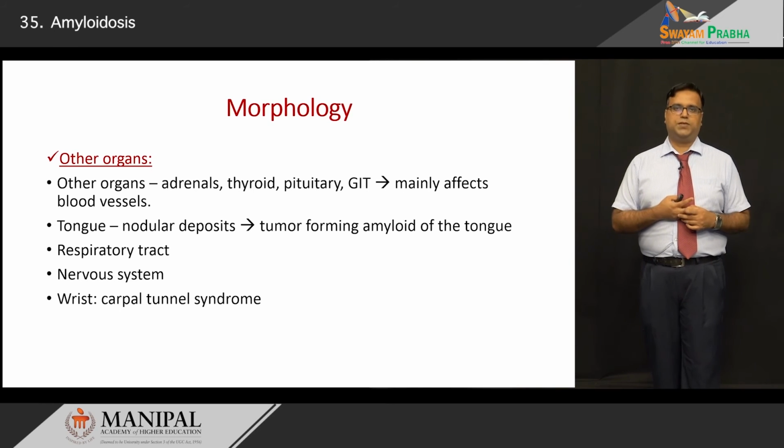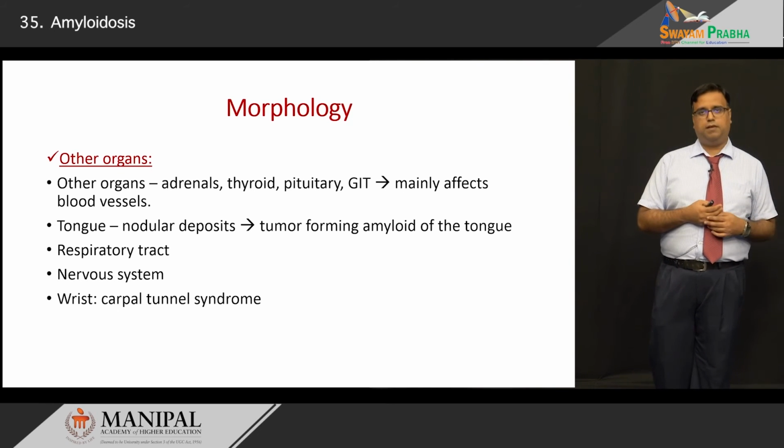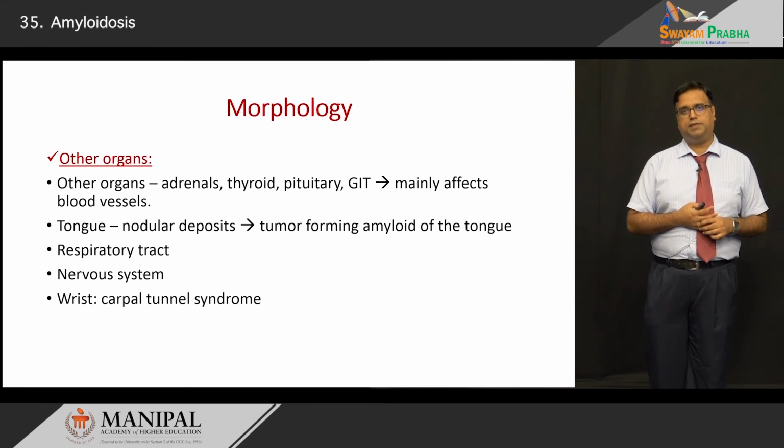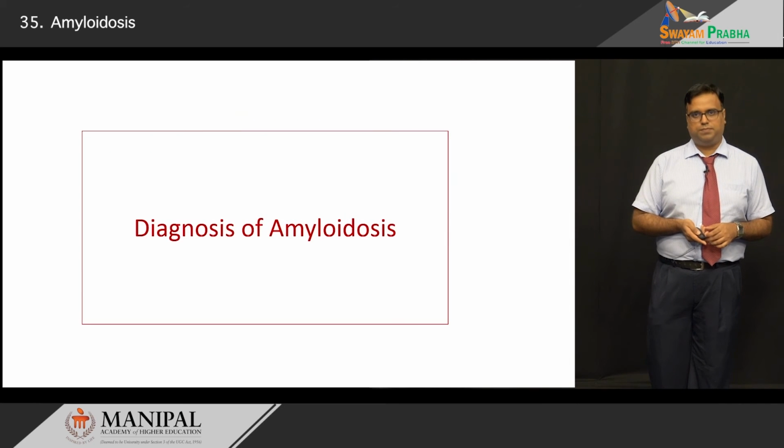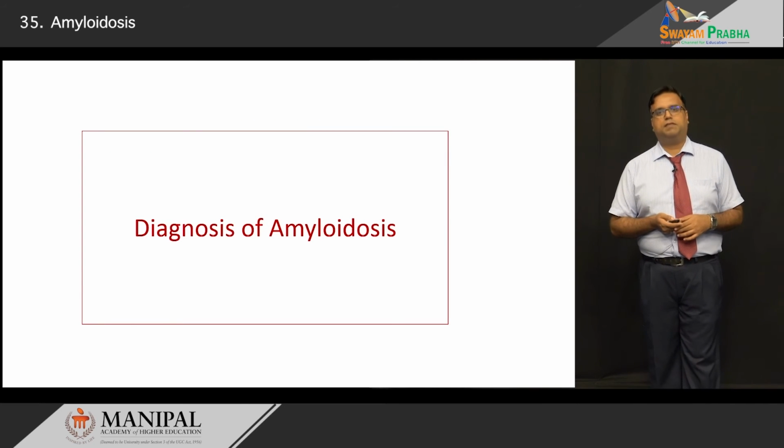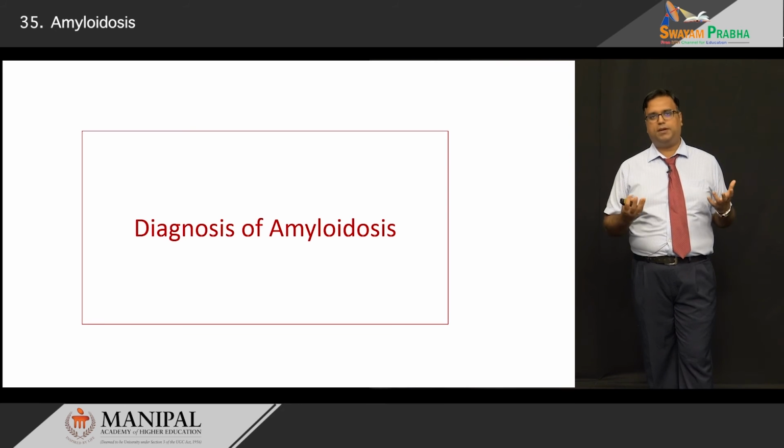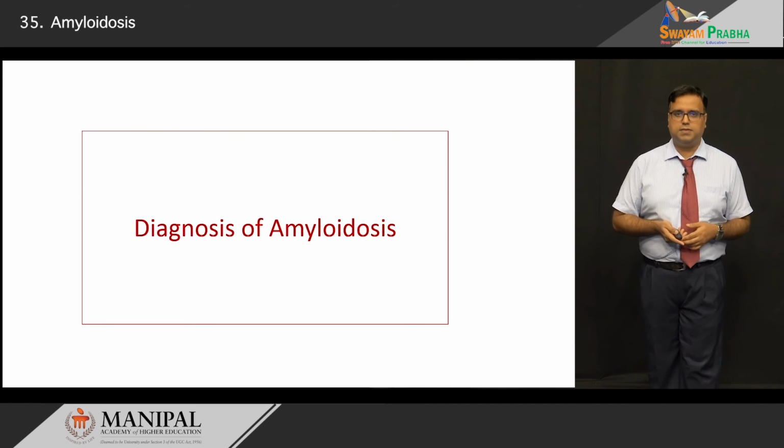Sometimes you can get deposits of amyloid along the retinaculum, the flexor retinaculum, resulting in carpal tunnel syndrome. The last aspect of this is the diagnosis of amyloidosis. How do you diagnose it? Clinically, the index of suspicion is poor, as I have said earlier, with very vague organ involvement. So, how does one come to terms with the diagnosis?